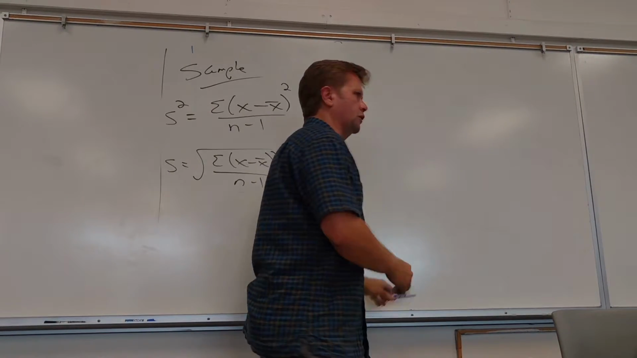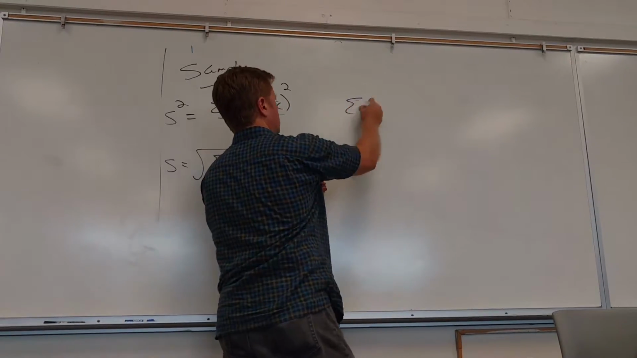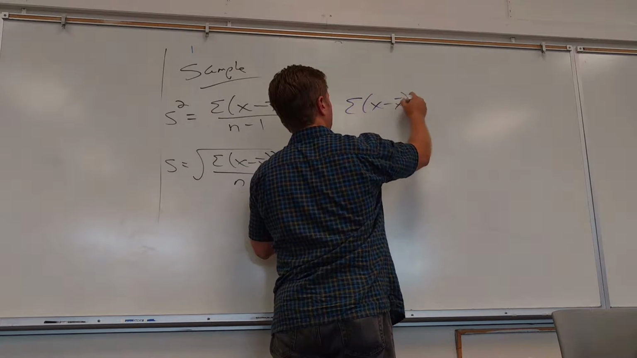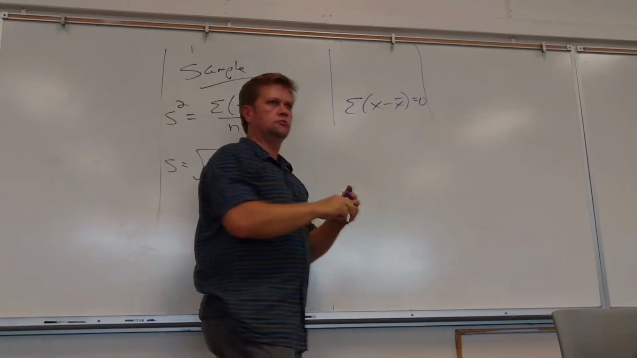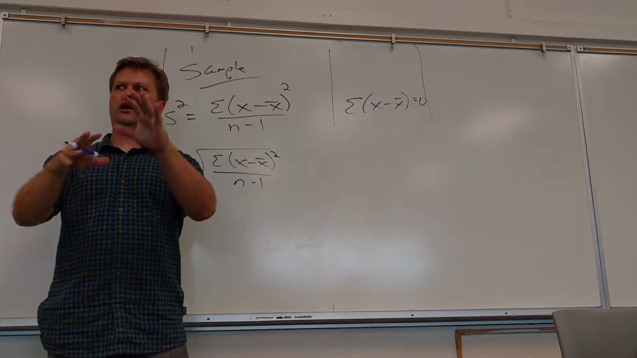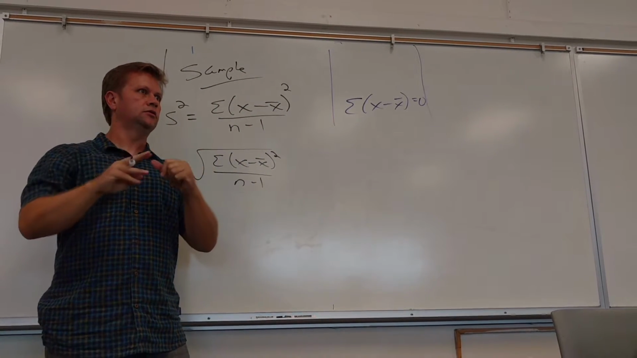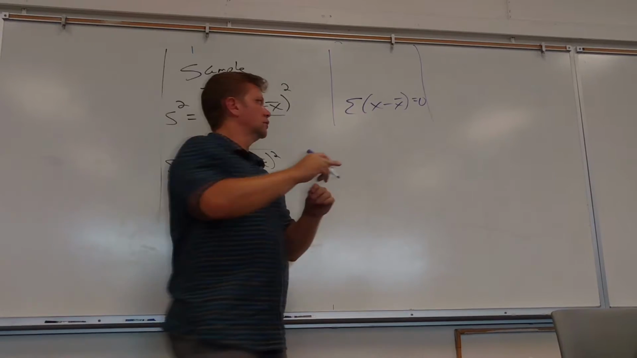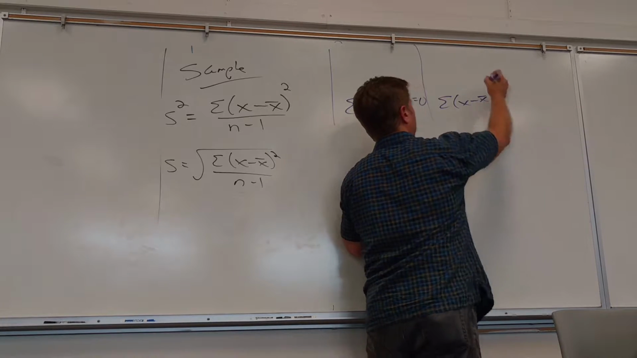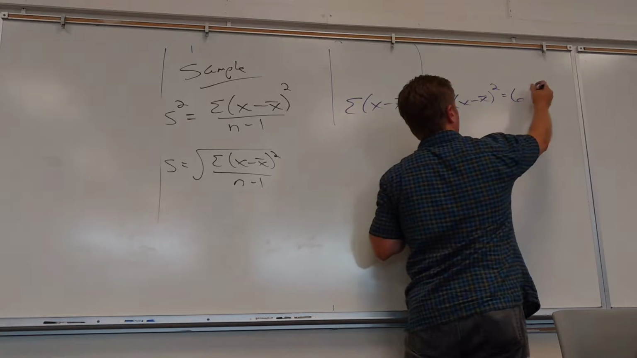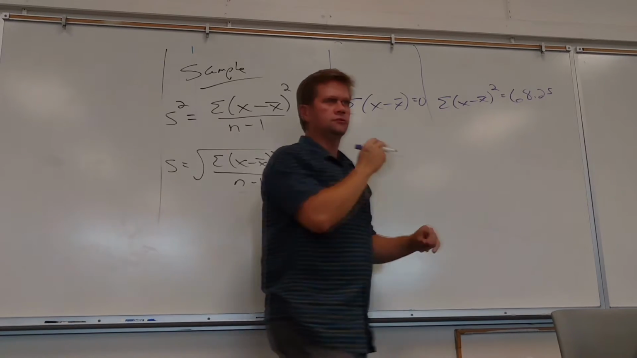So what did you guys get for, so this sum should have been what? That's in the second column, right? 0. Cool. Unless you rounded the mean, and then it wouldn't be 0. Don't round the mean. And then this, what did you get for the sum of that squared? 68.25. Good. Sounds right.